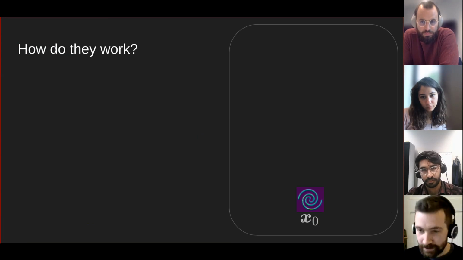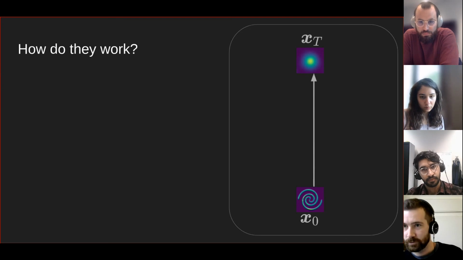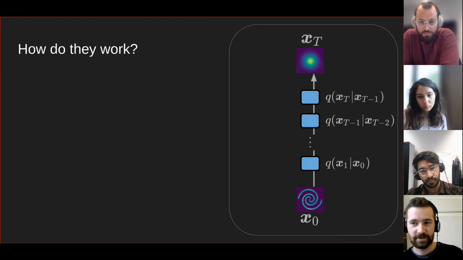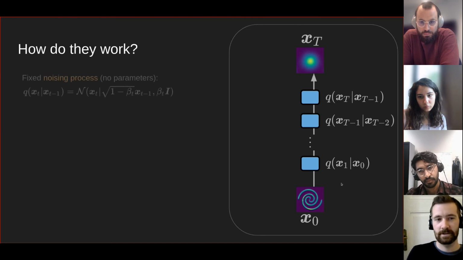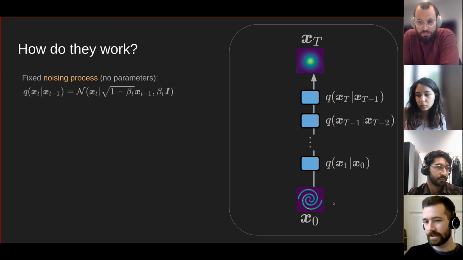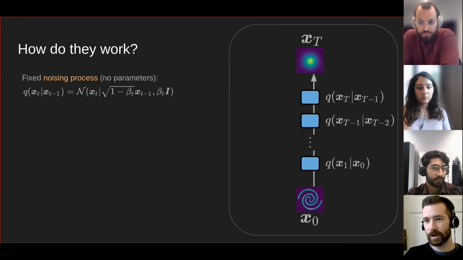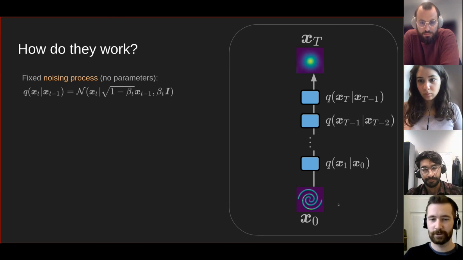So yeah, very quickly, how do they work? You have some data distribution like this. You want to map it to a Gaussian like this. The way you do it is using T transformations. Each transformation is very simple. It simply adds a little bit of Gaussian noise, and it has no parameters. So there are no parameters in this q process. It simply adds a little bit of noise until it turns into a Gaussian.